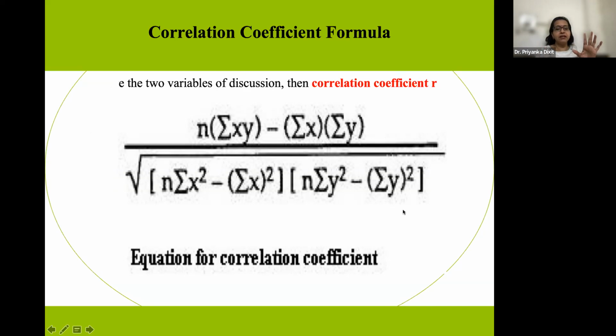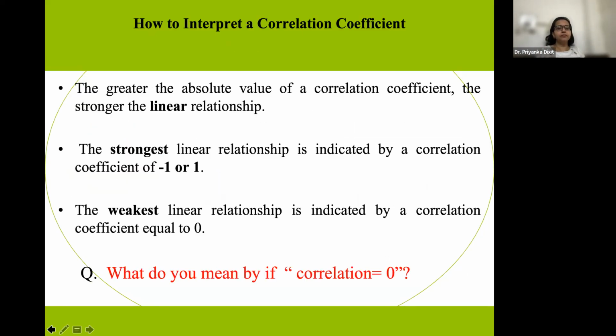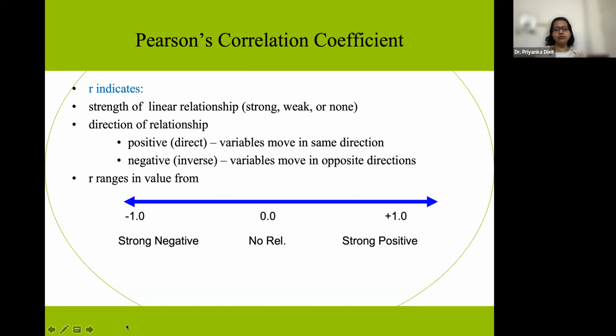When we apply this correlation, we will get a final value, and that value is going to lie between -1 to +1. That is the range. The final value is always and always going to lie between -1 to +1. If your values are not going to lie in this range, you should check your calculation.